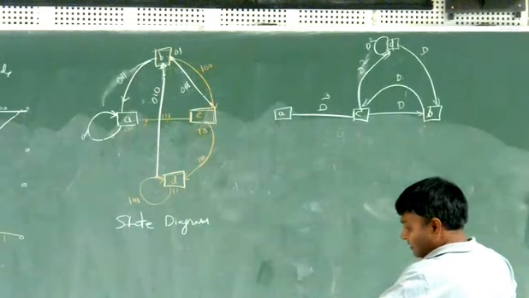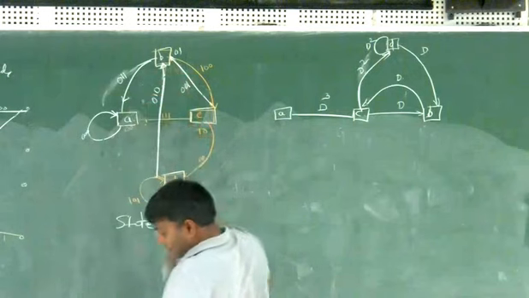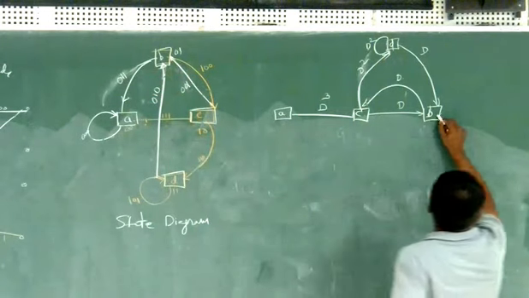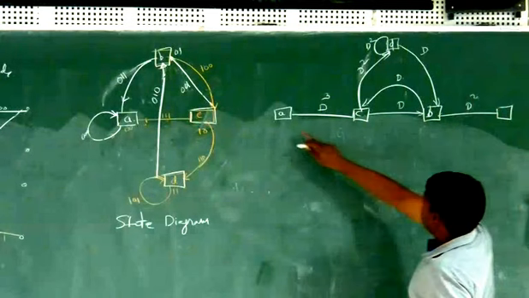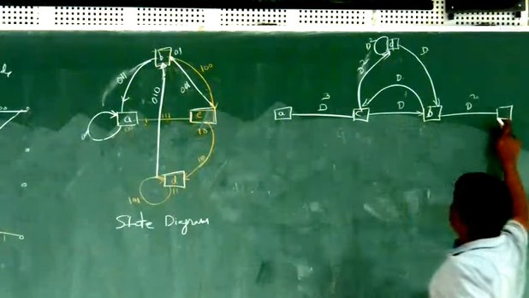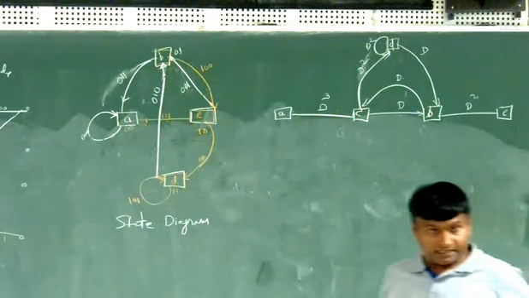Okay, and then B to A, it is D square. B to A, it is D square, and we'll split this. It is the beginning and it is the end. I'll call it E instead of A. That is the end.